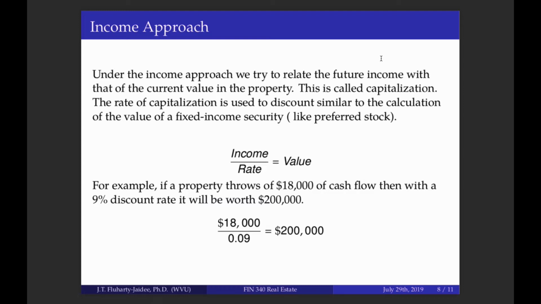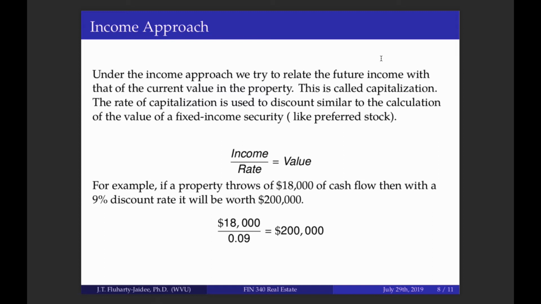So this is very similar to what you would have learned with calculating the value of preferred stock, which is a fixed income security. You're going to take the annual income and divide it by the capitalization rate. That provides you the value. So for example, if a property throws off $18,000 of cash flow, and if you needed a 9% discount, then you would be willing to pay $200,000 for the property, i.e. it is also worth $200,000.